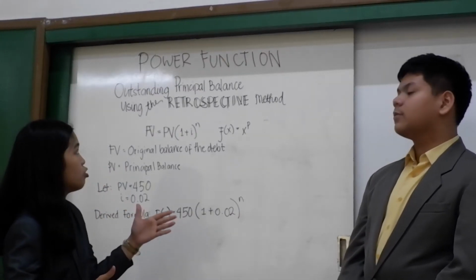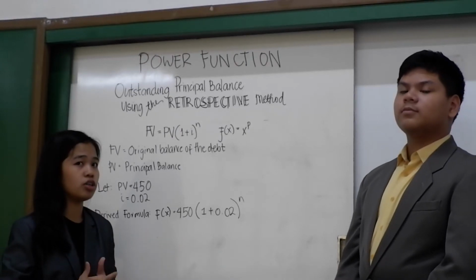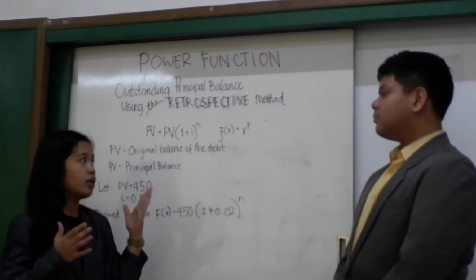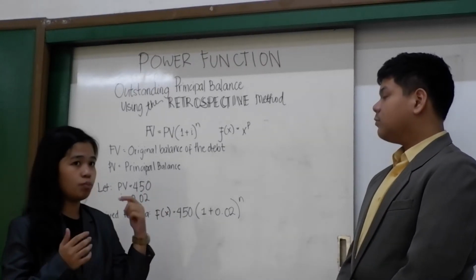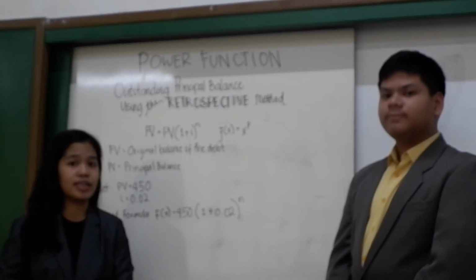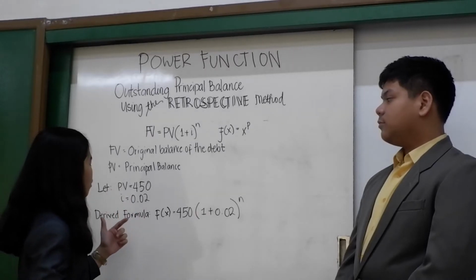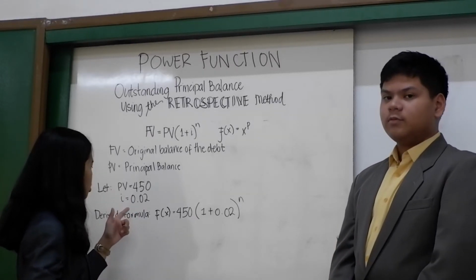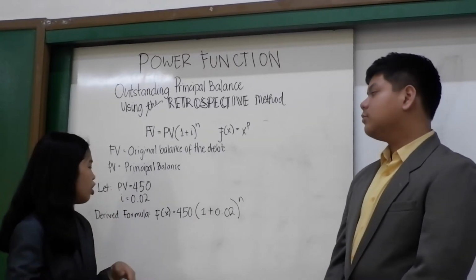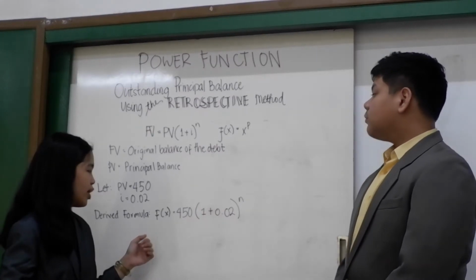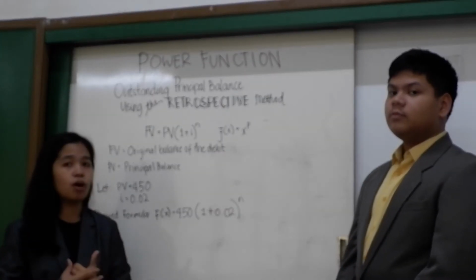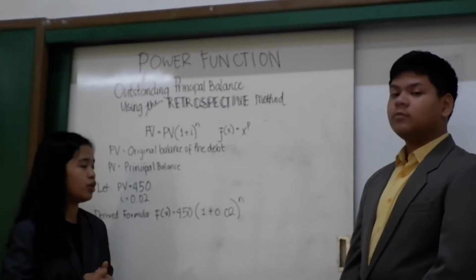So we can relate this to power function, since power function is f of x equal to x raised to c, where x is a variable and c is constant. So we let PV equal 450 and i is equal to 0.02. And our derived formula is f of x equals 450 times the quantity of 1 plus 0.02 raised to n.